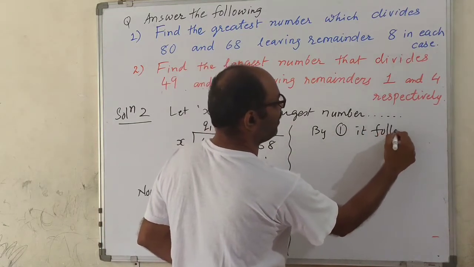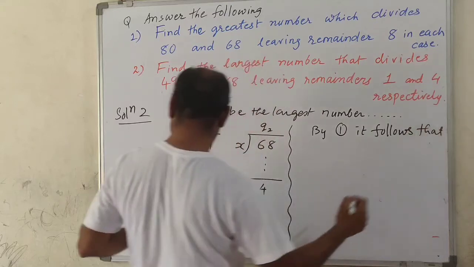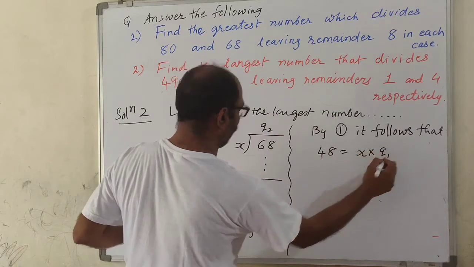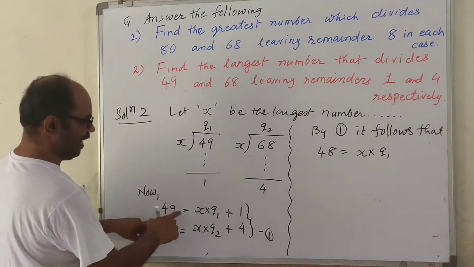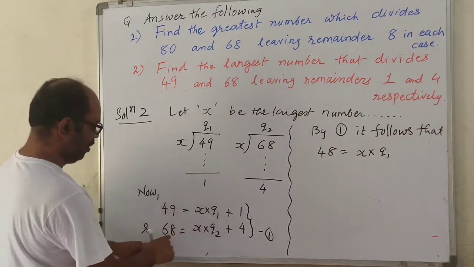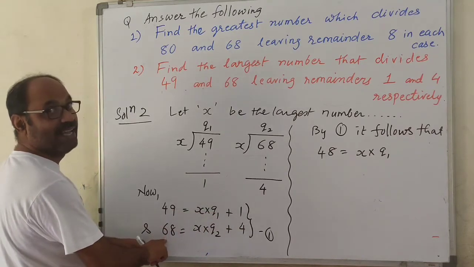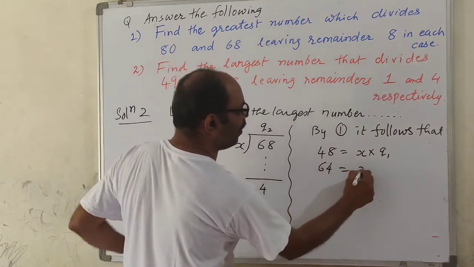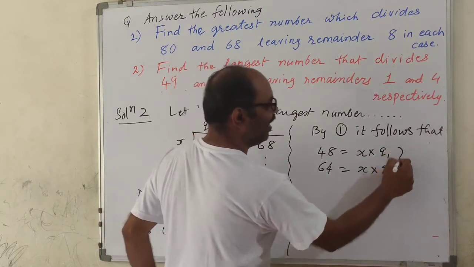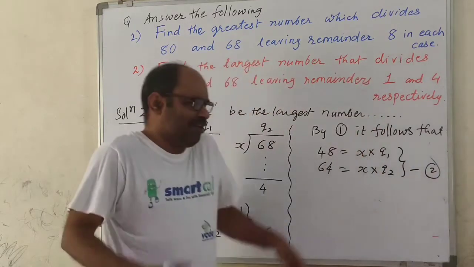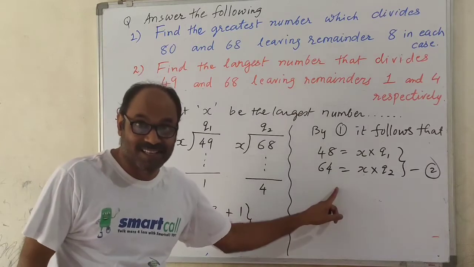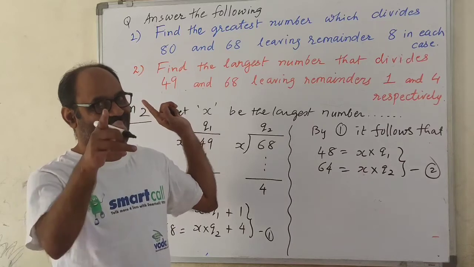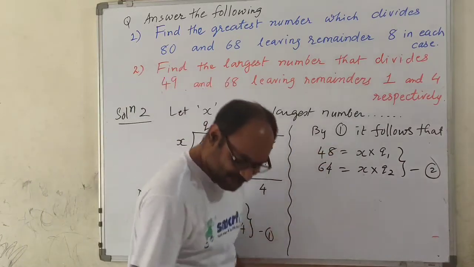So by result 1, it follows that 49 minus 1, 48, is equal to x into q1. 68 minus 4, that will be 64, is equal to x into q2. Call this result 2. You got a new result now. But this is viewing HCF from angle 40 degree. Got it? So what can you say from here?